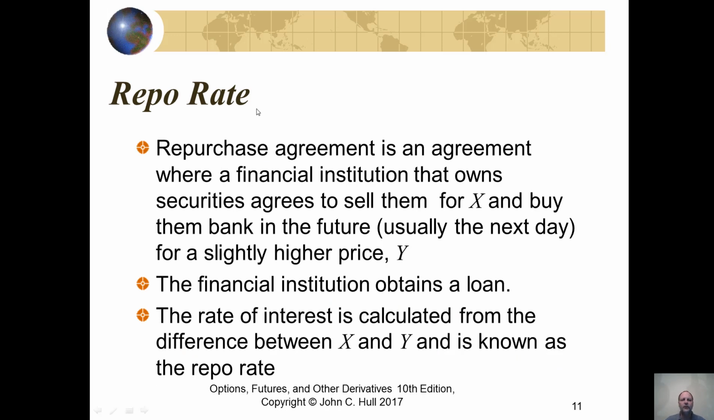Another rate, the repo rate. It's a repurchase agreement, repo. It's an agreement where a financial institution that owns securities agrees to sell them for X and buy them in the future, usually the next day, for a slightly higher price Y. So this is a loan, but it's a securitized loan because, of course, if the bank doesn't buy them back the next day, the creator of the repo can keep the security, usually a T-bill. So the rate of interest is calculated from the difference between X and Y, known as the repo rate, a secured short-term or overnight lending rate.